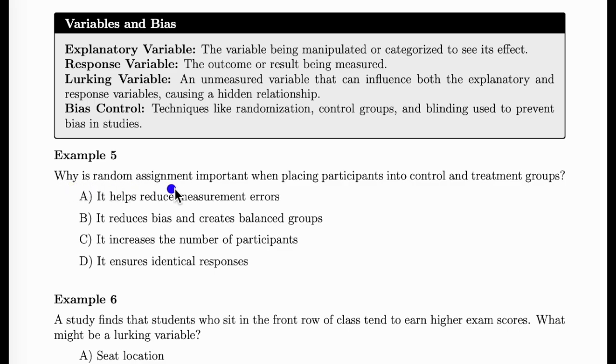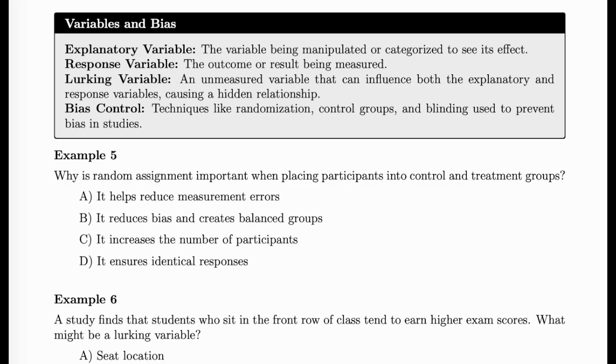Why is random assignment important when placing participants into the control and treatment groups? So this is asking, why is it important to randomize the people or things that you put into each of the control groups and the treatment groups? And this question is all about bias control.